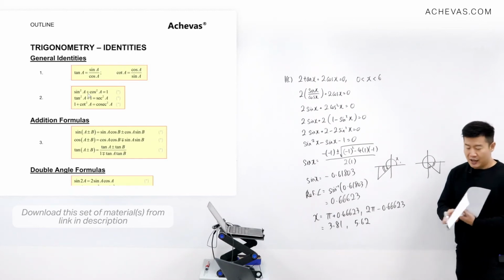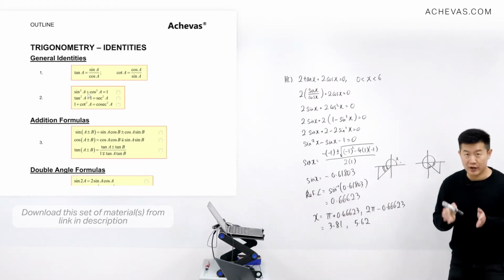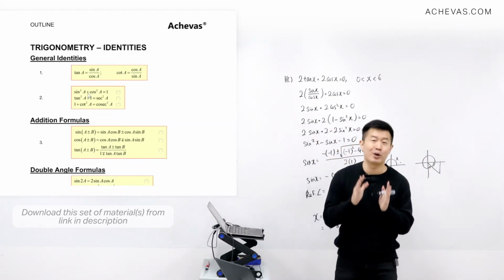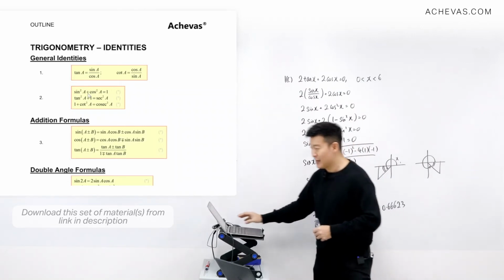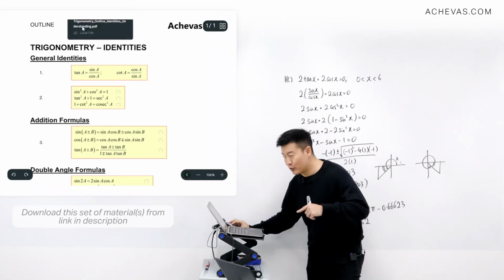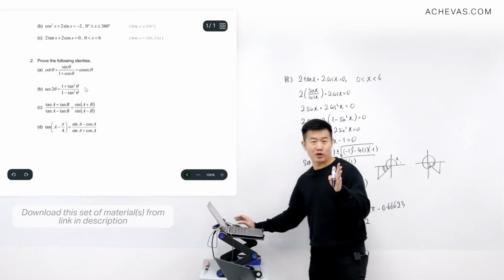5.62. So these three questions that we have just done, they are equations, but there's also another kind of question which is going to become a very symbolic kind of question that is going to be tested for trigonometric identities. They will be making use of existing identities to prove more identities. So those questions will look like this. Let's try 2a.